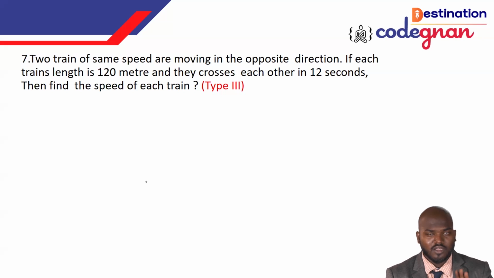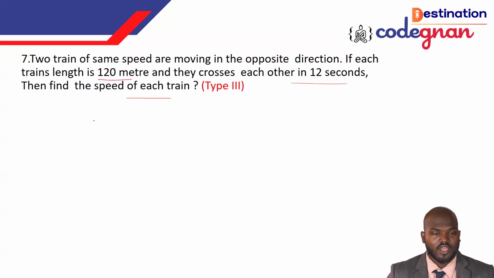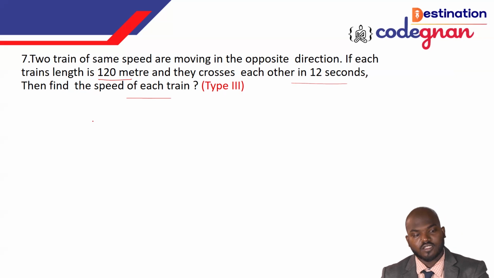All that matters is that you use the proper method and proper steps and how you're manipulating things, without making confusion in the questions. If you do that, you will never get the wrong answer. So the two trains of the same speed are moving in the opposite direction. If each train length is 120 meter, they cross each other in 12 seconds. They are asking for the speed of each train.